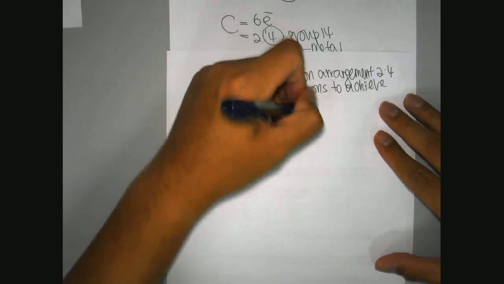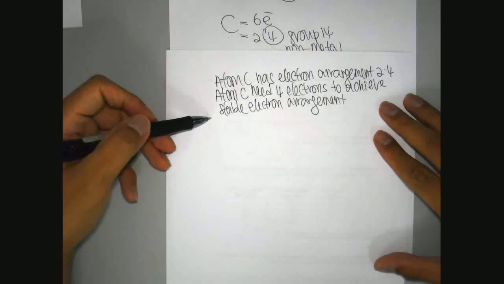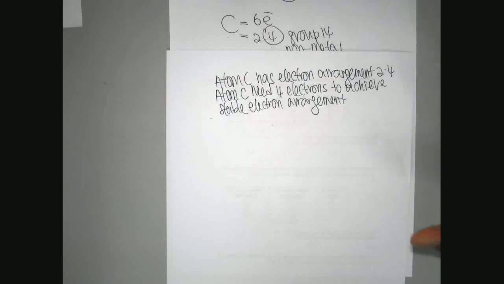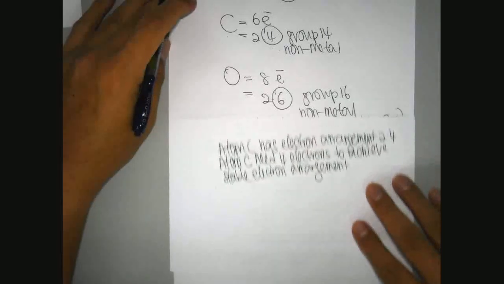So do you become like C positive, C negative? No, you won't, because you only get the charge when you are donating or receiving electrons. So for atom C, because we know in a covalent bond you are not donating and you are not receiving, but you are sharing the electrons. All right, so now do the same thing and introduce your oxygen.